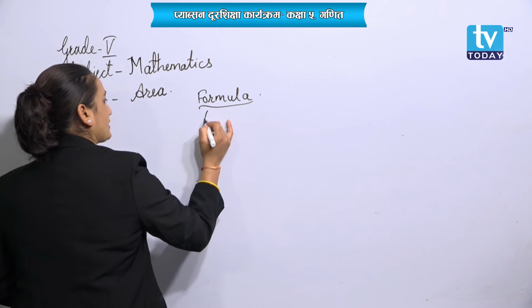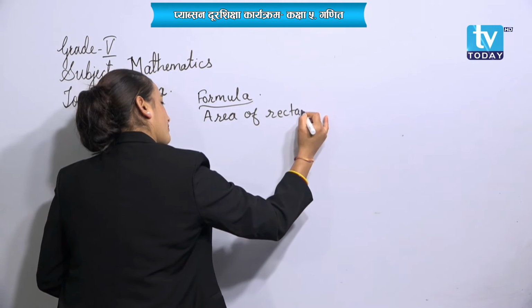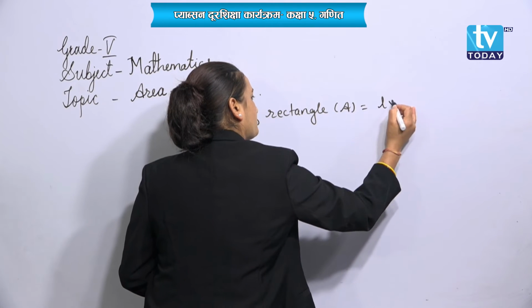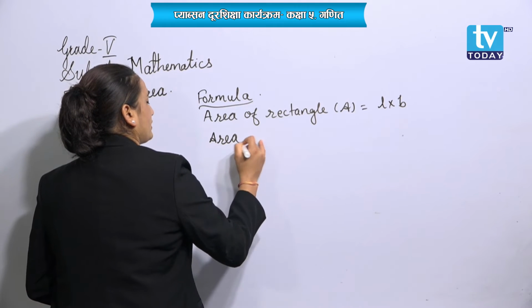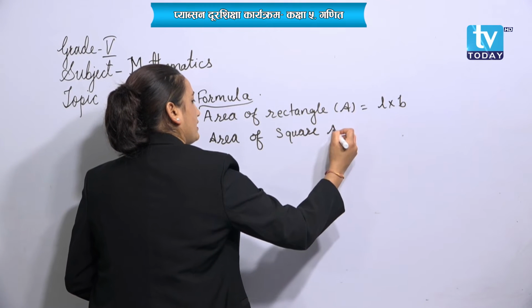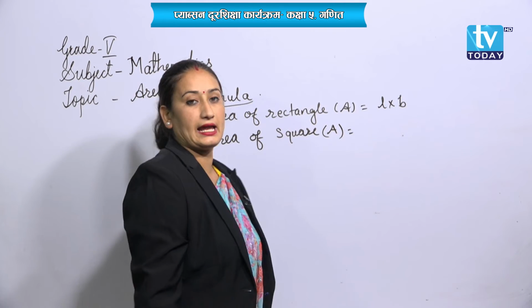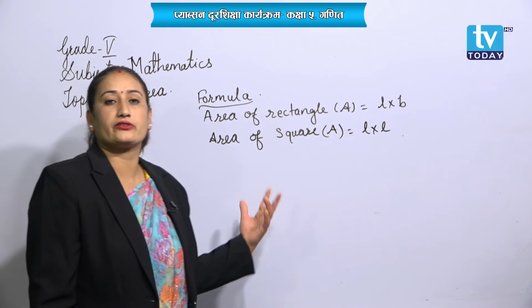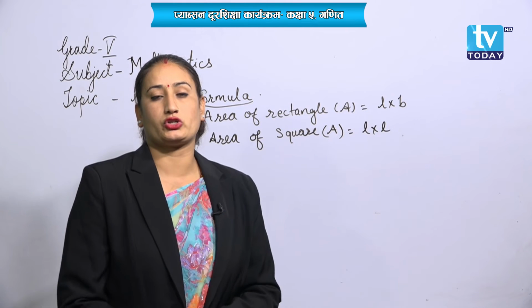So area of a rectangle A equals length into breadth, L into B, and another, area of square. So we can write it also as A. Area is denoted by A. In place of B there is L, right? So L into L. Can we write it? And the unit must be in the square form. Done? Okay students, now let's solve the question.